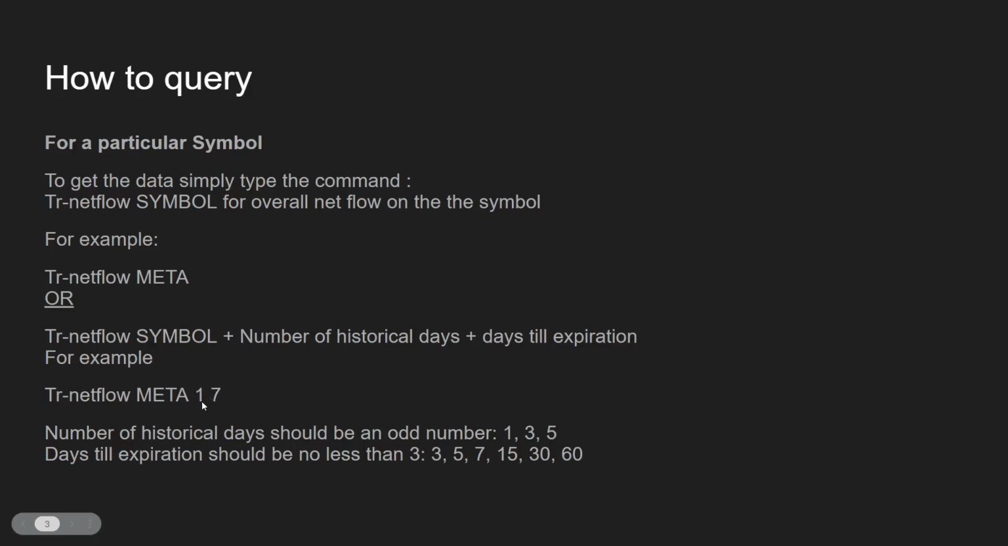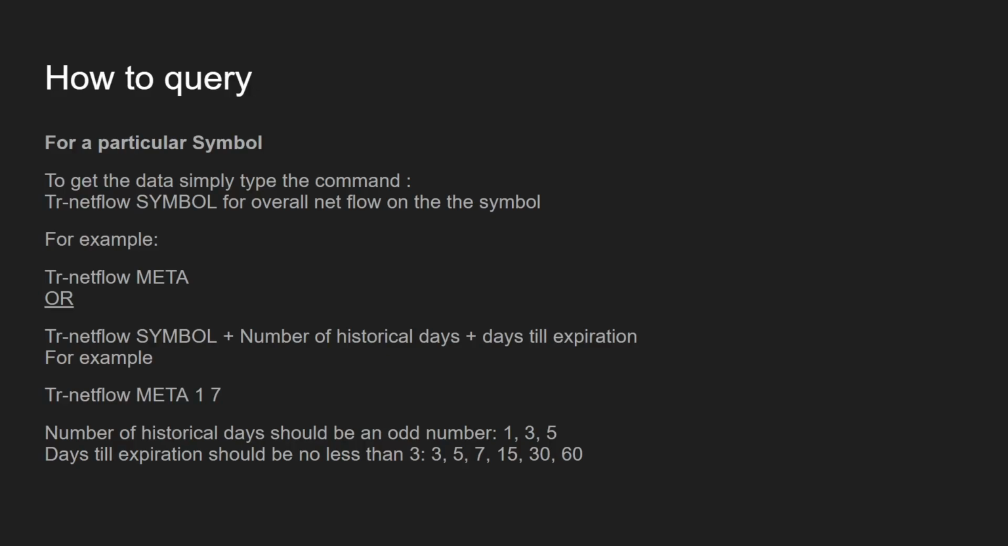So what does this first number mean? This first number is basically what you're telling the bot to get the data from. Number one starts from today. So I want to see the data as of today, whatever was bought, or the flow that was actually executed today.